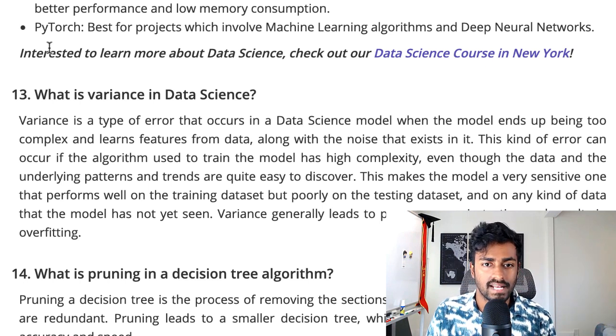This makes the model a very sensitive one that performs well on the training dataset but poorly on the test dataset, and on any kind of data that the model has not yet seen. Variance generally leads to poor accuracy in testing and results in overfitting. Overall, this is actually a pretty good answer and pretty well encompassed.